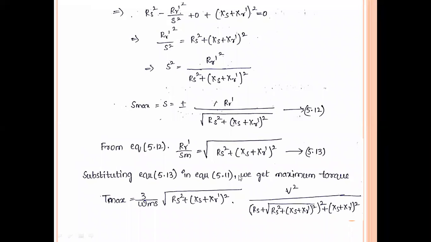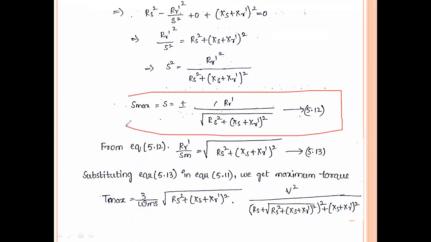If you apply the differentiation rule, you will get this type of expression, and this is a very complex one. You further simplify this expression, you will get like this. And from this expression, solve for s or slip. After differentiation, you will get like this, and again further simplify this expression, you will get this equation. From this equation, you calculate s value.